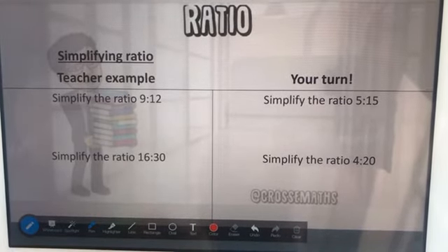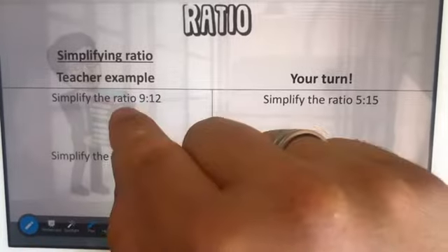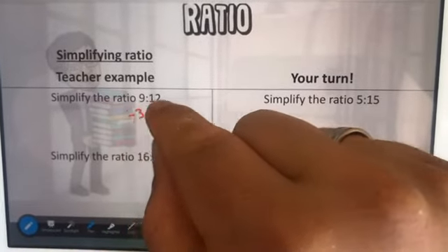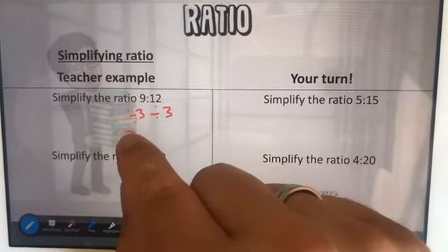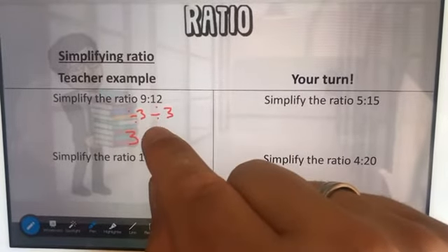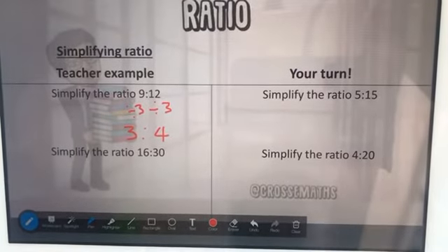Looking at the first one now, simplify this ratio 9 to 12. I've got to try and see if it divides by 2 first. 12 divides by 2, but 9 doesn't, so I can't do that one. Does it divide by 3? Yes, it divides by 3, so I'm going to divide both sides by 3. 9 divided by 3 is 3. 12 divided by 3 is 4. So my final answer, once it's simplified, is 3 to 4.